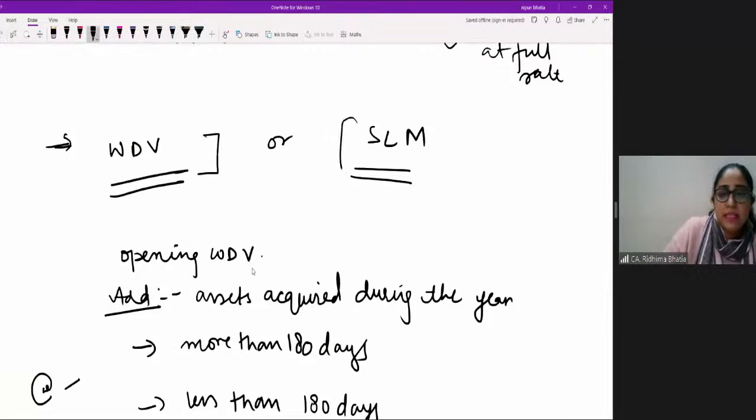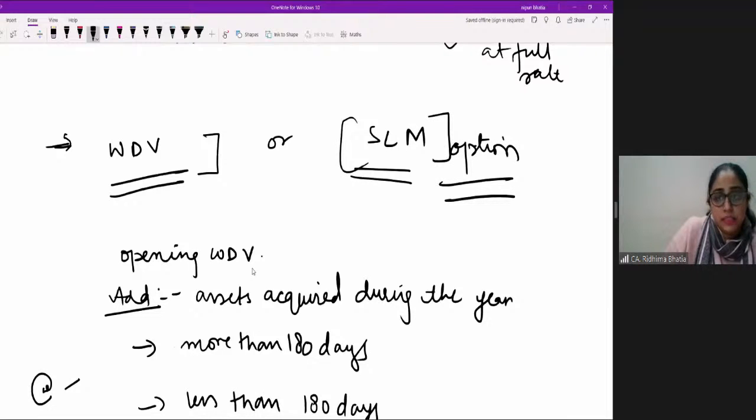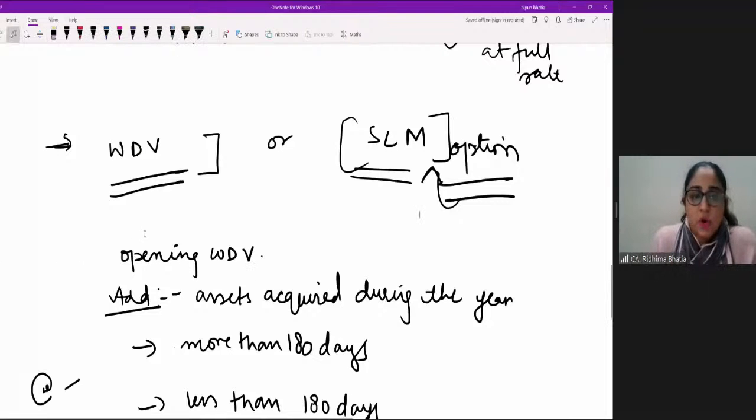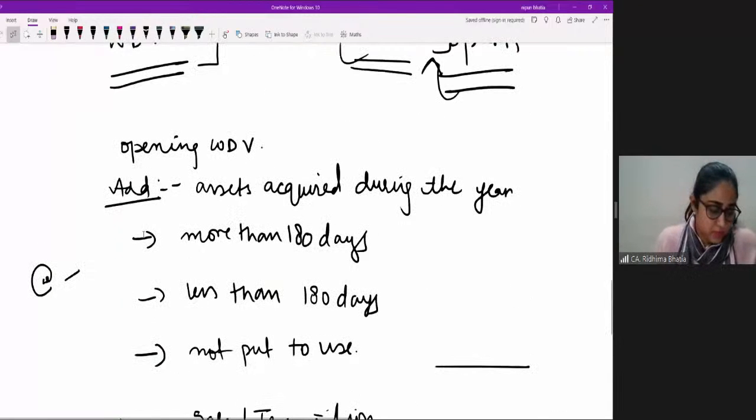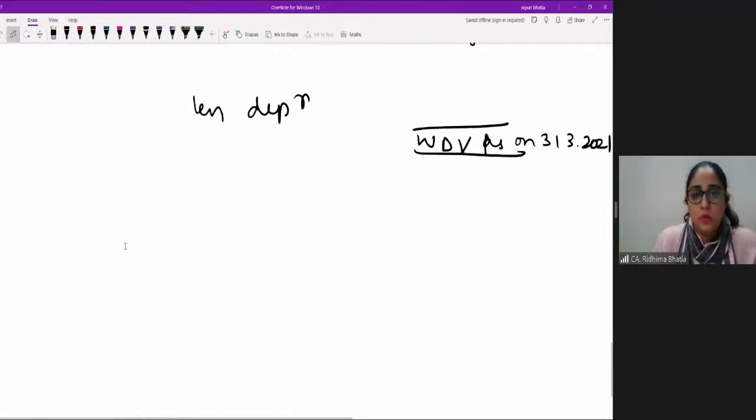99.9% it is WDV. SLM is at option for those who are into power distribution, power generation or power transmission. For them it is an option whether they take SLM or not. What will happen if they take SLM, how things happen for them, we will deal with afterwards. But if they have claimed the option of taking SLM, then every year they have to follow SLM. For others, it is always WDV, and this is how it is always calculated. Now to the rate.